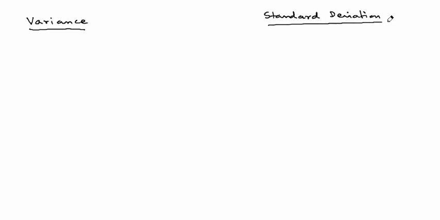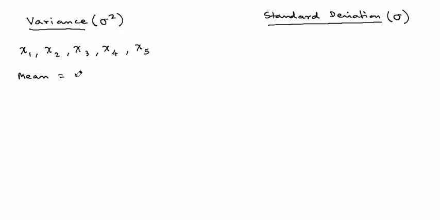The standard deviation is denoted by the Greek alphabet sigma, and the variance is actually the square of the standard deviation, so that's sigma square. Let's say we have a set of numbers x1, x2, x3, x4, and I'll just keep it to x5. So we have 5 numbers. And let's also say that the mean of this set of numbers, the mean doesn't have to be a number from this list. So let's say the mean of this set of numbers is m.